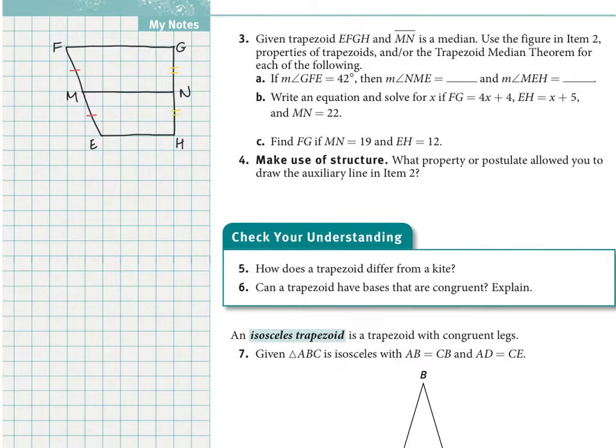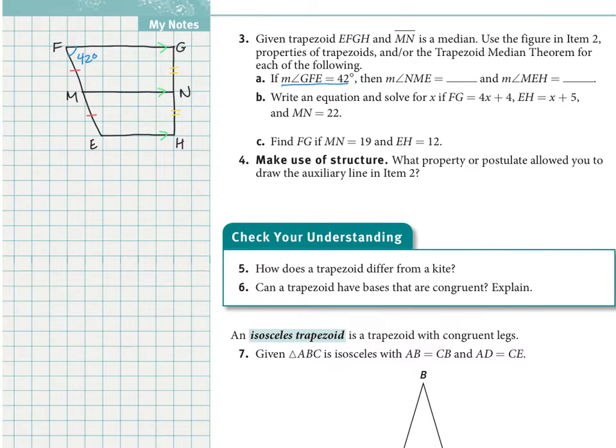Now keep in mind, we know that all of the bases, so FG and EH, are parallel to each other. And we also know that MN is parallel to both of those. So now let's go ahead and label angle GFE. Remember, GFE is going to be this angle up here. We always follow whatever that middle letter is, where F is. So this angle right here is 42 degrees.